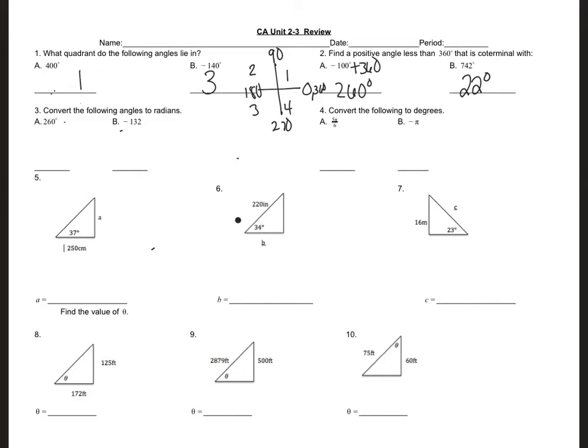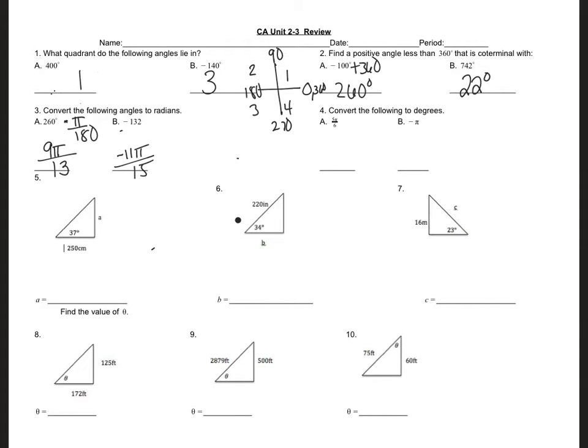Convert to radians, so we're going to times this by pi over 180. We're going to use that ABC button. We get 9 pi over 13. So same thing with negative 132. We use that ABC button and we get negative 11 pi over 15.